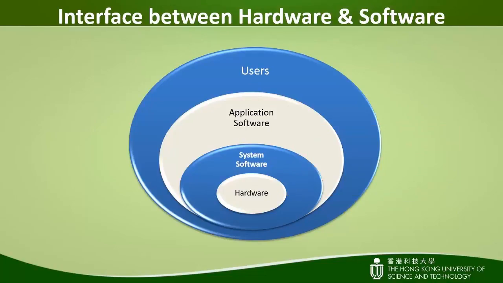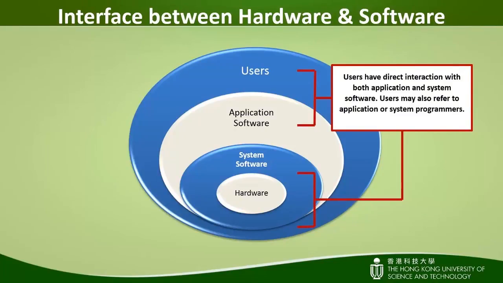This diagram also illustrates that there is an interface between the users and application software. These users could be application programmers who develop the programs or users of the applications. There is also direct interface between users and system software, and they are often called system programmers.